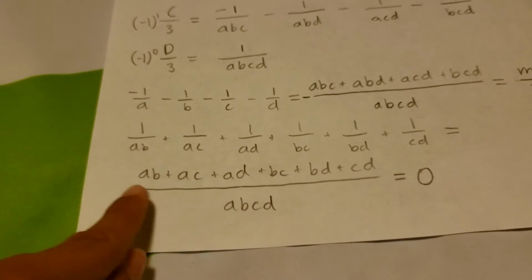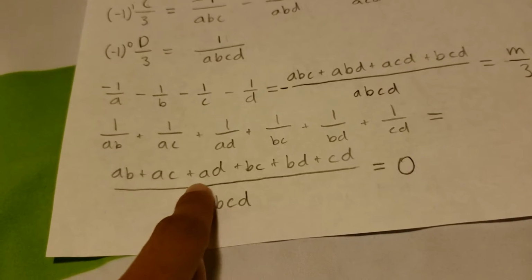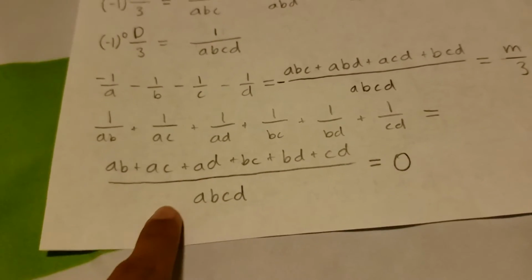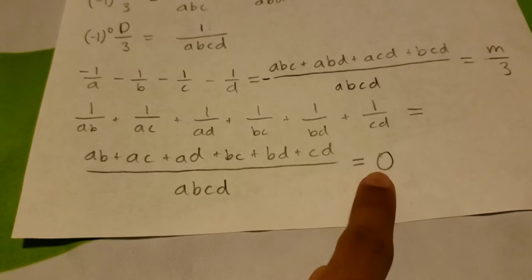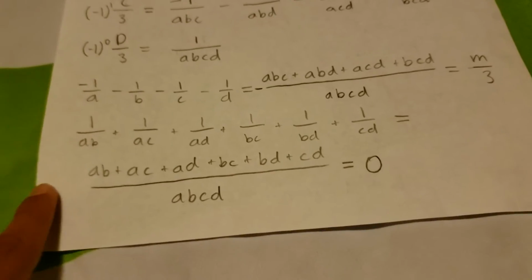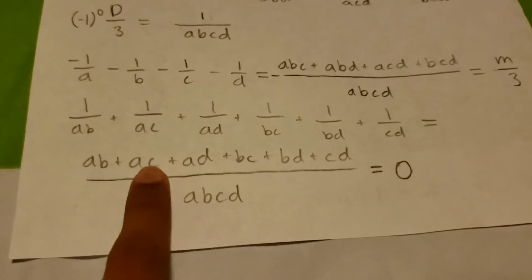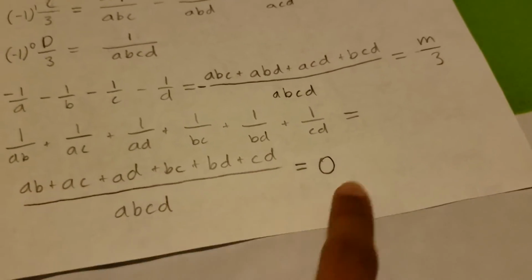So this is just equal to, this is what we have for equation 2, AB plus AC plus AD plus BC plus BD plus CD over ABCD. And what is this equal to? Well, 0. Why? Because this expression at the top from equation 2 is just equal to 0. So because the numerator is 0 here, it doesn't matter what the denominator is, the whole expression is 0. Interesting.